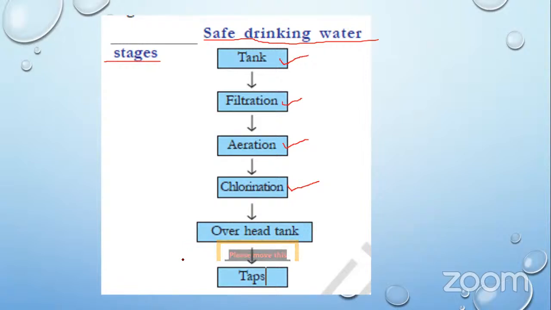Okay, this flow chart is important because questions may come from here. They will fill the gap in between the flow chart. So they will miss one word: aeration. Tank, filtration, they will miss the word, and chlorination and taps they will give. So you have to fill up what is the step in it. It is aeration. Okay, like that questions may come.